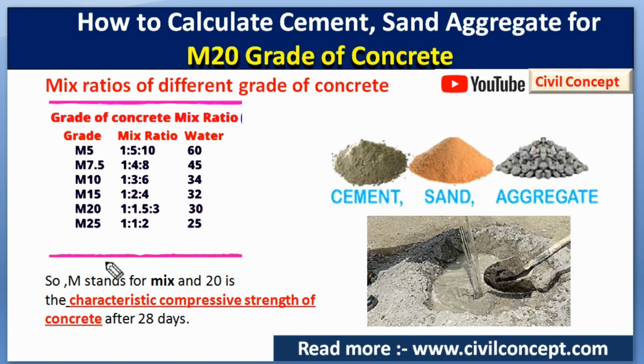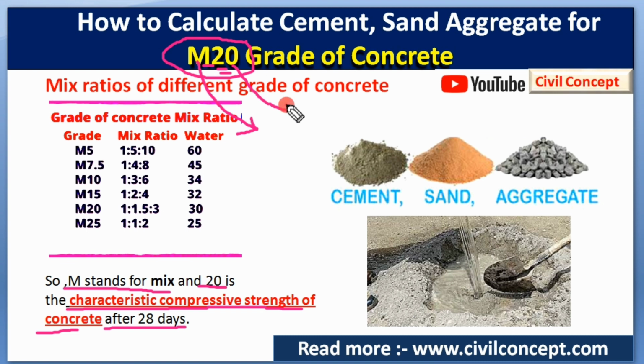Okay, and one thing guys, here you can see M stands for mix and 20 is the characteristic compressive strength of the concrete after 28 days. Okay, so if we are going to calculate the cement, sand and aggregate for M20 grade of concrete, then what is M and 20? Okay, so M is the mix, it is the representation of the mix. Okay, and 20 is the compressive strength of the concrete after 28 days. Okay, if we are going to prepare a M10 grade of concrete, then M will represent the mix ratio and 10 will represent what? The compressive strength of the concrete after 28 days with proper curing. Okay, so this is the basic terms.